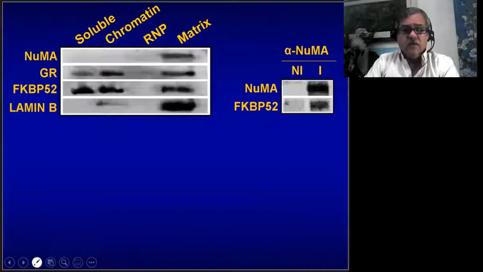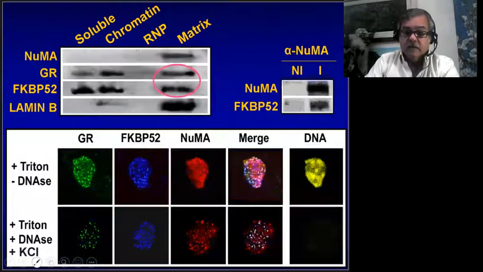The biochemical purification of the nucleoskeleton confirmed the co-purification of 52 and GR, as shown by the matrix markers NUMA and lamin B, and the immunoprecipitation of NUMA from nuclear extracts pulled down FKBP52, right?